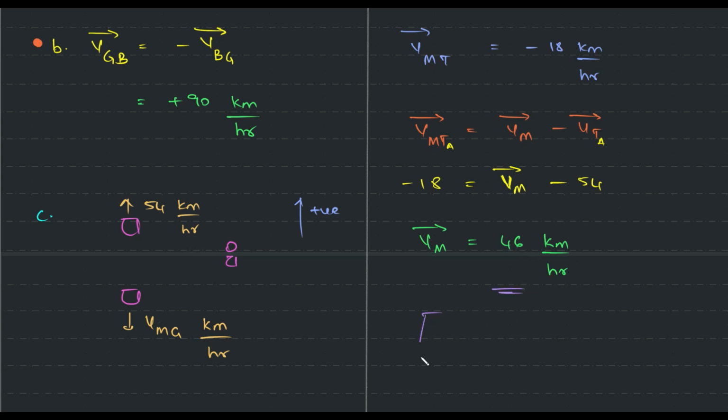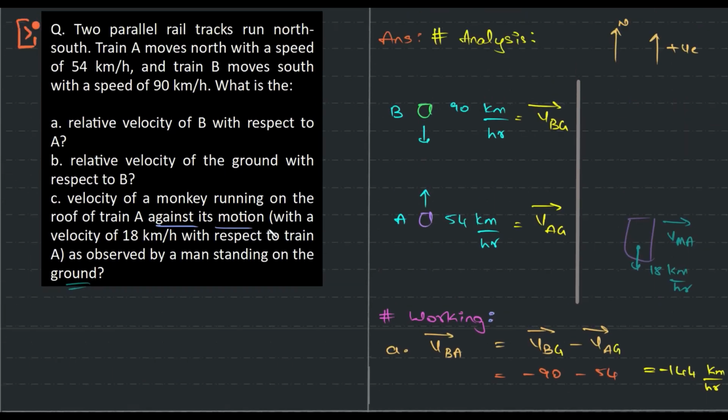Right? The monkey can be running backwards, but the train itself is moving faster. So the train itself is moving away in this manner. So for the person on the ground, the monkey's effective velocity is 46 km per hour. The positive sign indicates that it is moving northwards. So basically moving north. Okay, it makes sense.